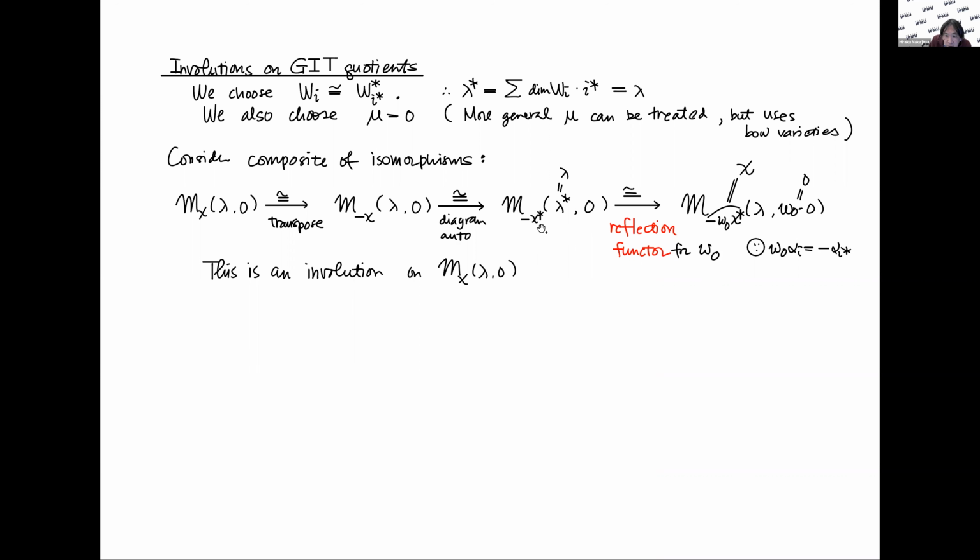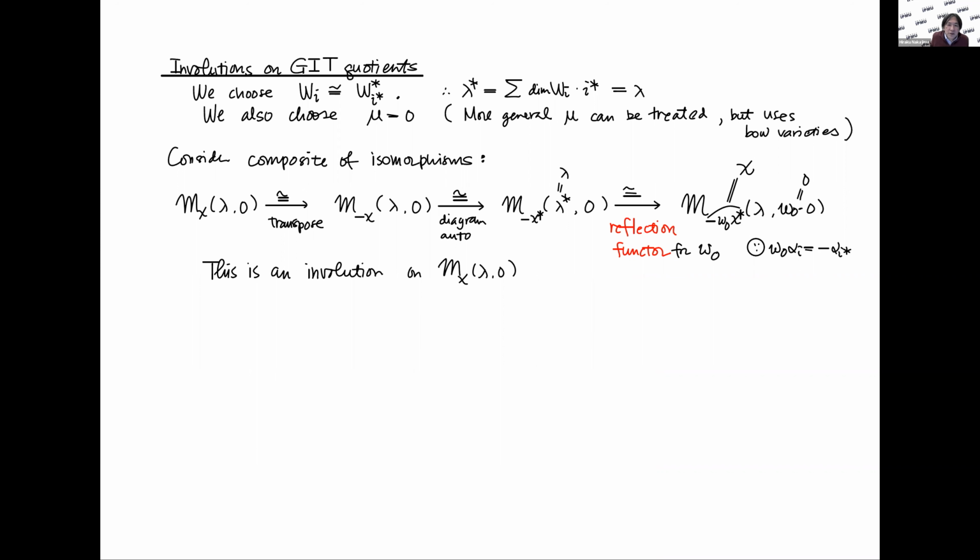But now if I apply W0, the stability parameter is also changed according to the Weyl group. The longest element W0 is related to the diagram automorphism in the following way: if you apply W0 to a simple root alpha i, it is minus alpha i star. You can consider this as one of the definitions of the diagram automorphism. So if I apply minus W0 to chi star, it goes back to chi. So the first space you start with and the space you end up with are the same. So you get an involution on this M chi of lambda zero.